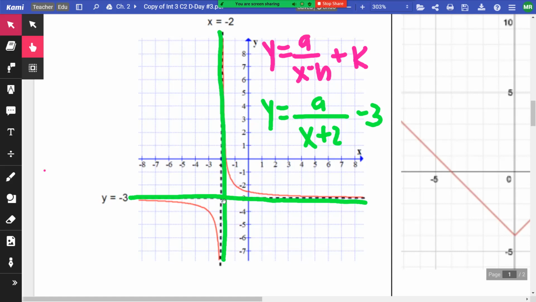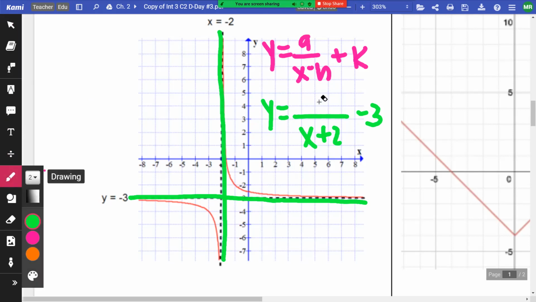And then to find your A, what you would do is you would come to where your asymptotes form like a little XY axis almost. And if I go out 1, I went up 1. So 1 times 1 is 1. So my A is 1. That's how you could figure that out. So my A is 1, and that's my answer.